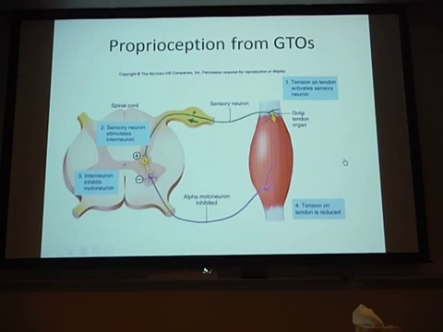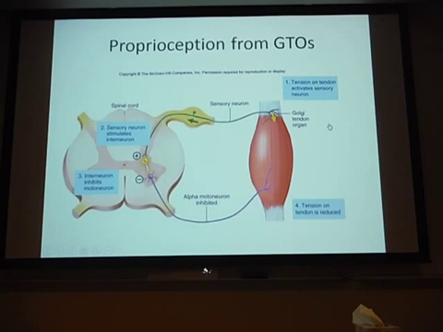And the purpose of the Golgi tendon organs is really to protect our muscles from overstretching and to help us maintain an optimal tension within the muscle, particularly when we're using the muscle. So when we talk about grading force, the GTOs are going to help us with that. So they're going to help us grade our tension on a regular basis and also protect our muscles from overstretching if there's too much tension.